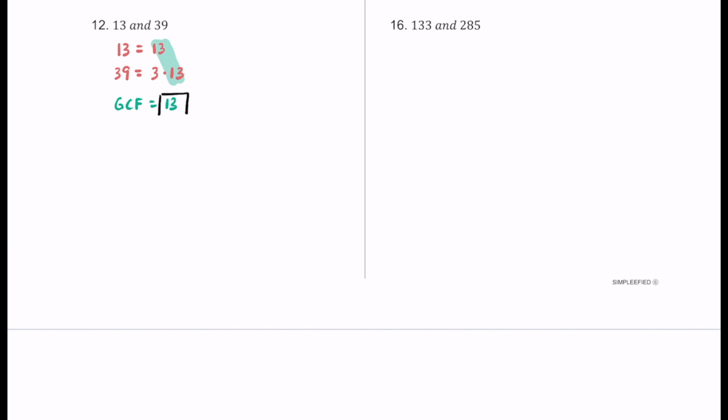All right, 13 fits into 13 once. 13 fits into 39 3 times. So if we go ahead and take these two numbers and stack them next to each other, we know hopefully that 13 goes into both of them. 13 goes into 13 one time, and 13 goes into 39 3 times. Now 1 and 3 have nothing in common besides 1, so they're relatively prime, where the GCF is 1. And so the GCF of 13 and 39 is going to be 13.